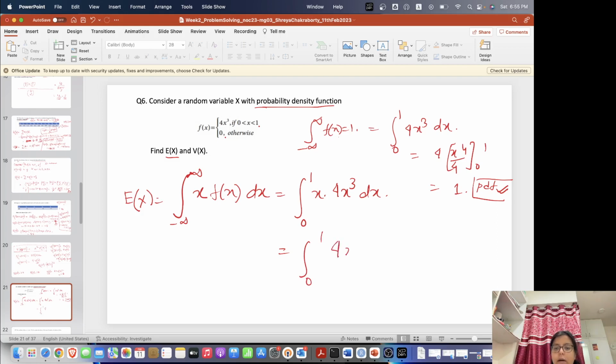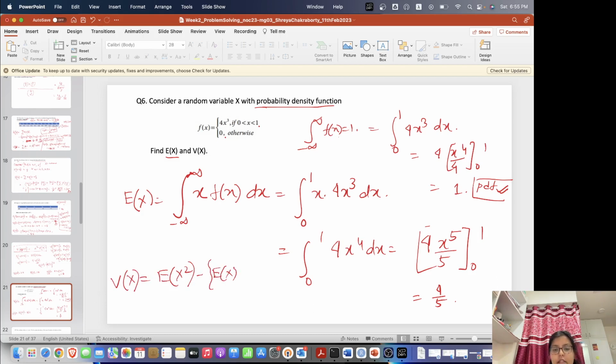This is nothing but integral of 4x to the power 4 dx, which is 4x to the power 5 by 5, from 0 to 1, which is 4 by 5. Similarly, if I have to find variance of x, I need to find out expectation of x square minus expectation of x whole square. This part I know.